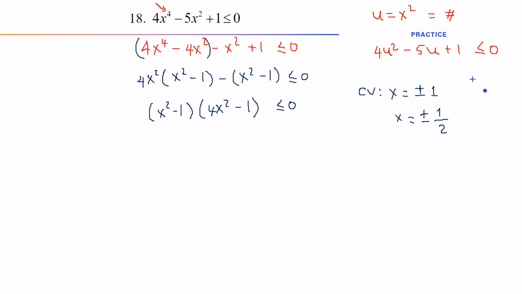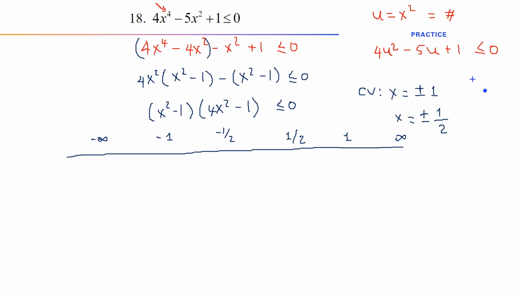Alright, now we have our critical values. We lay them on the number line. So negative infinity, then we have -1, -1/2, 1/2, and then 1, and then positive infinity. That is our number line. Then we have the factors: x minus 1, x plus 1, 2x minus 1, 2x plus 1.